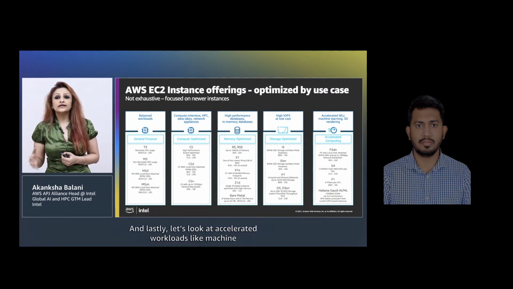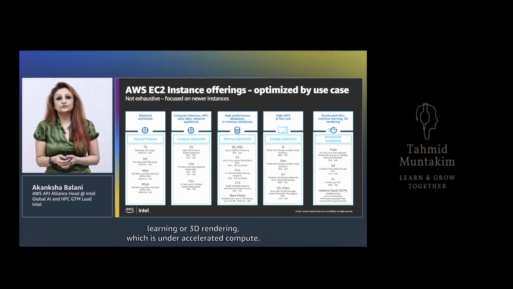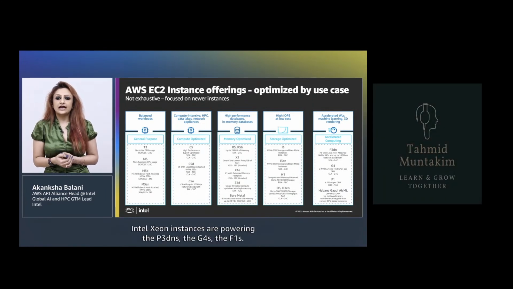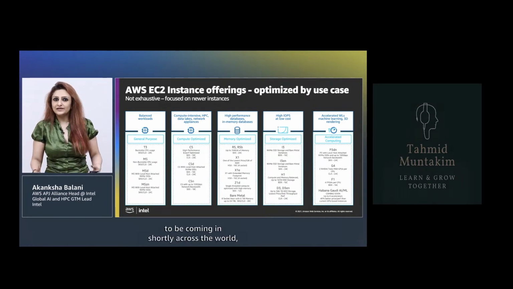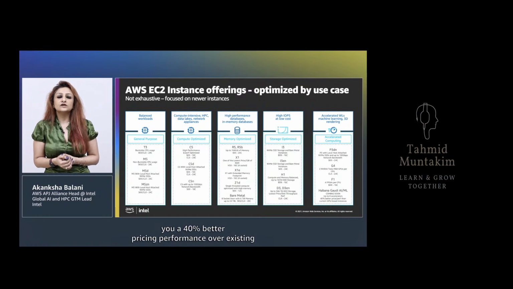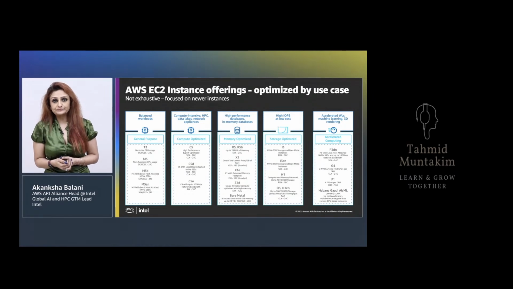And lastly, let's look at accelerated workloads like machine learning or 3D rendering, which is under accelerated compute. Whether it's AI or any of the other extended workloads for training or inference, Intel Xeon instances are powering the P3DNs, the G4s, the F1s, and also the latest and the greatest to be coming in shortly across the world are the Habana Gaudi instances that are specifically meant for providing you a 40% better price and performance over existing deep learning GPU-based training instances on AWS today.